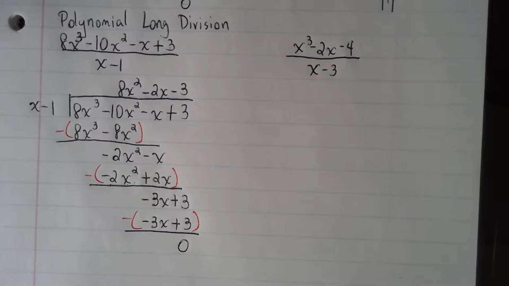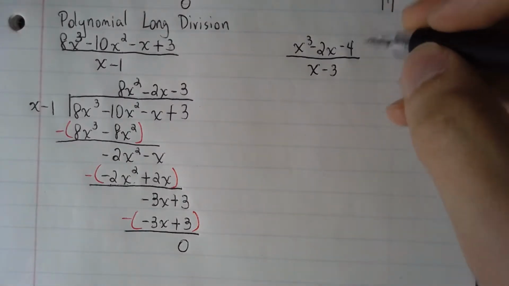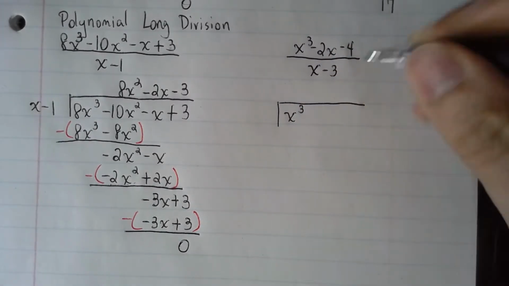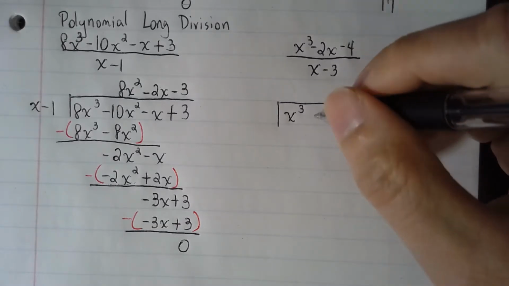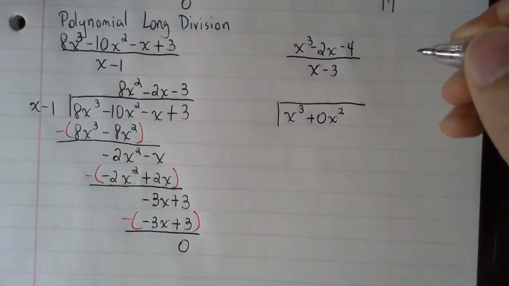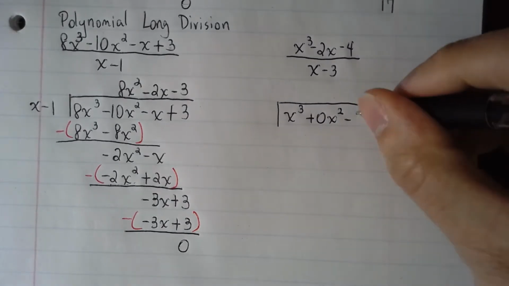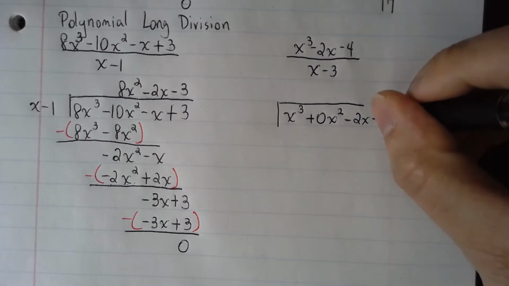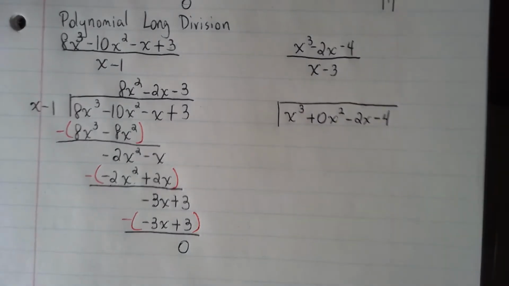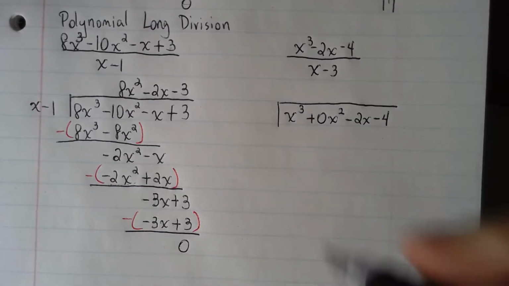Now sometimes there are certain terms missing, and sometimes we also have a remainder. I will show that in the second example. In the second example, we have x cubed, but we're missing x squared. So it's essential that you put 0x squared since that was missing. Now it's followed by negative 2x to the power of 1 and minus 4x to the power of 0. We're going to divide that by x minus 3.